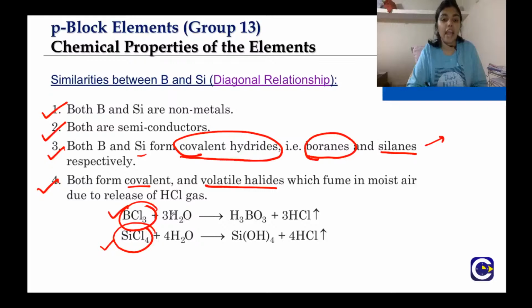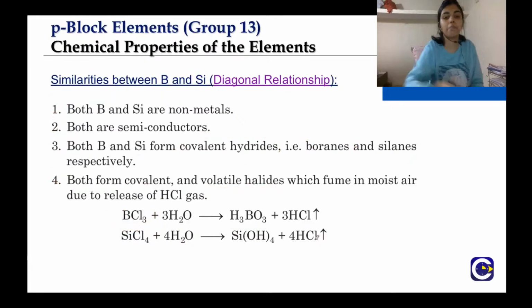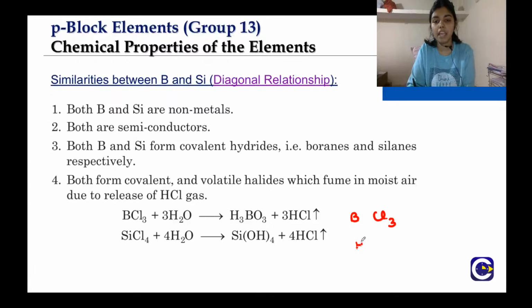right? So they react with water present in air, or you can say moist air, and form what? BCl3 forms orthoboric acid, that is H3BO3, plus HCl gas is evolved. Similarly, here also Si(OH)4 is formed and HCl gas is evolved. This reaction you can remember a bit like this. For example, let us say we have boron and chlorine, and we have H plus and OH minus, right?